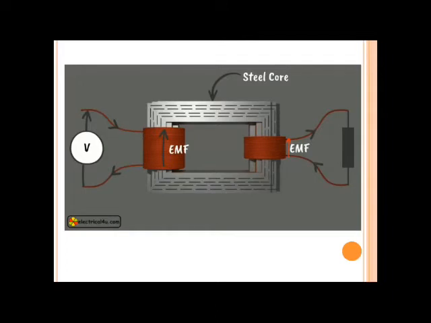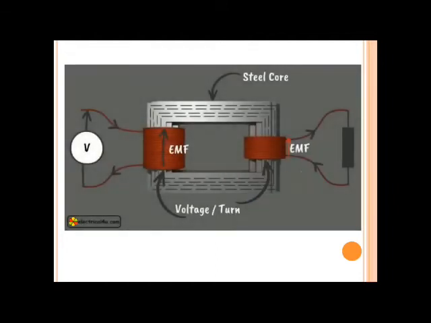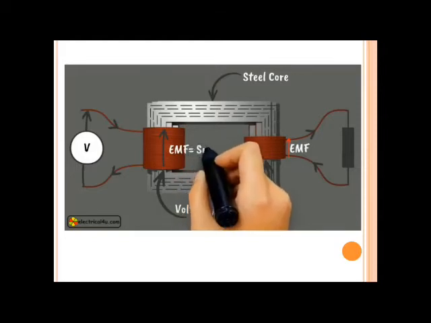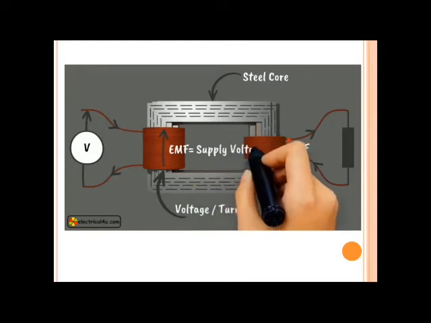As nearly the same flux links with the second winding, the rate of change of flux with respect to time is equal in both the windings. Since, as per Faraday's law of electromagnetic induction, induced EMF across the conductor is directly proportional to the rate of change of flux linkage, the voltage induced per turn will be the same. We have already explained that the voltage induced in the first winding is the same as the supply voltage.